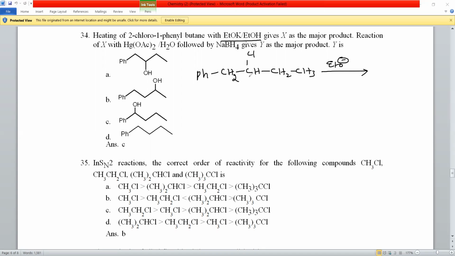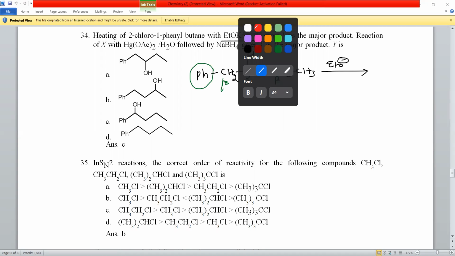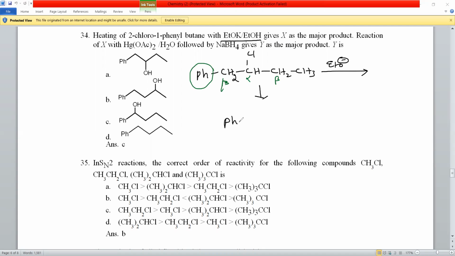Since we have here, this is the alpha carbon, this is beta, and this also will be beta. So which side will the elimination take place? The phenyl-attached side will be the major product, because we are getting extra conjugation: Ph-CH=CH-CH2-CH3. This is one compound. Another one, if you eliminate here, is Ph-CH2-CH=CH-CH3. So we are removing the hydrogen here and chlorine here, and then we get this product.